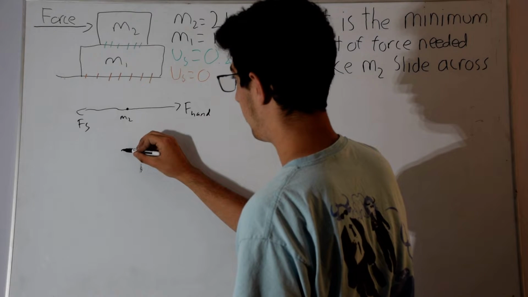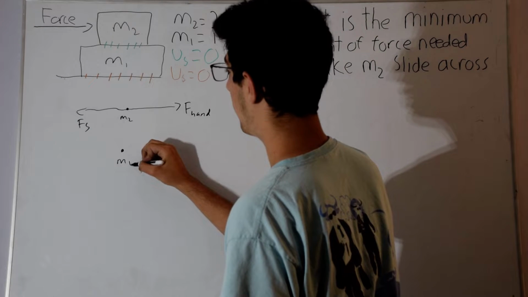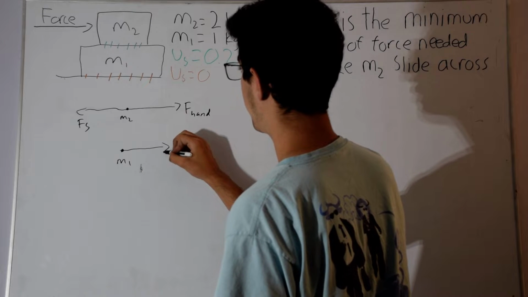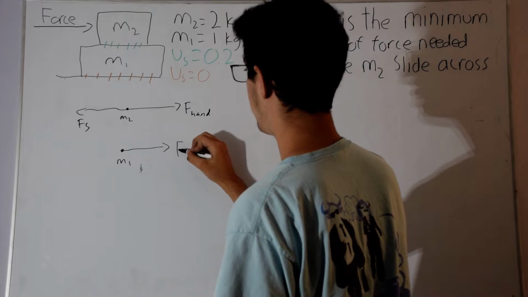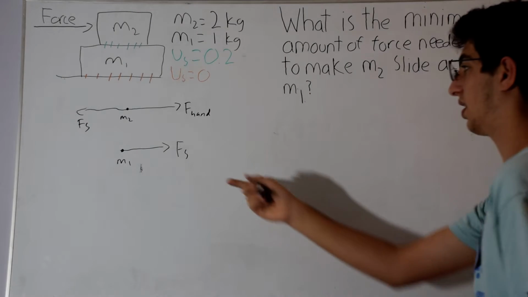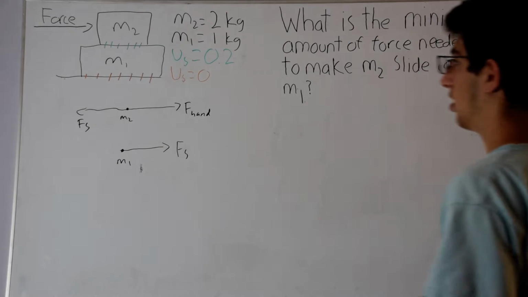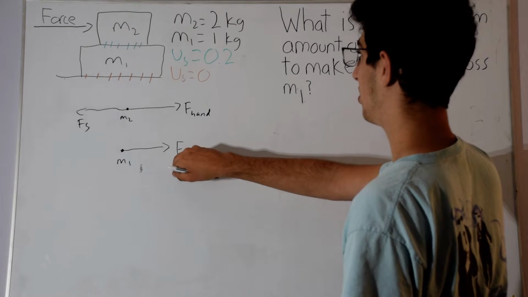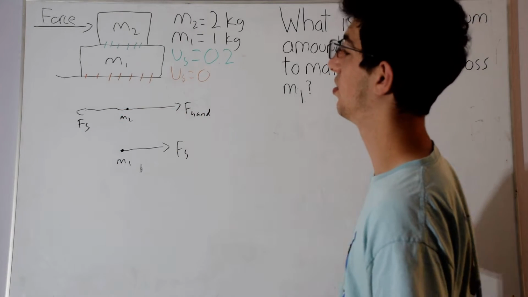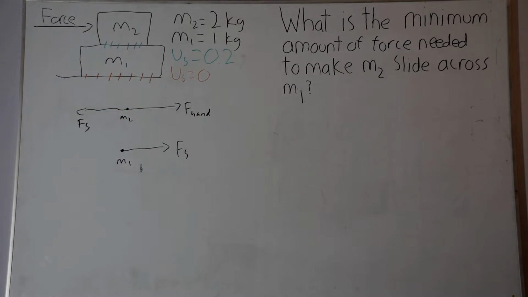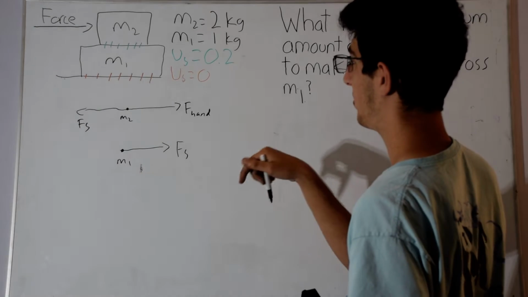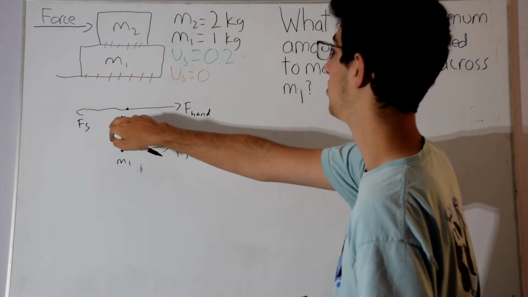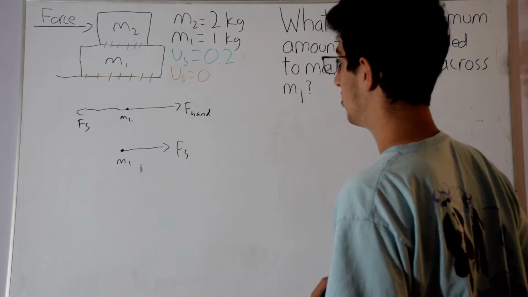And for this bottom block, M1, there's only going to be one force. That's going to be the force of static friction. That's why I wrote it in red. And why is this force of friction going to the right when this force of friction is going to the left? Well, first of all, Newton's third law tells us that by definition, every action has an equal and opposite reaction, so these two forces must be in opposite directions.